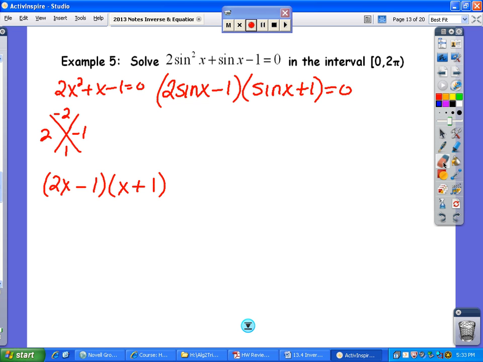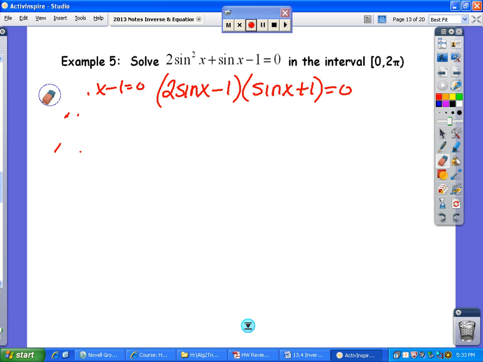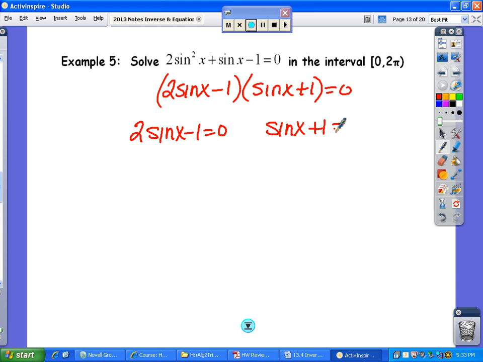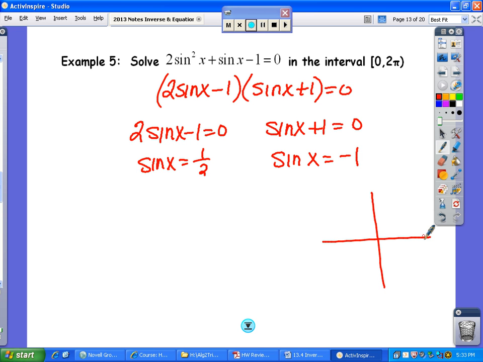All right, so zero product property. I'm going to set 2 sine x minus 1 equal to 0, and I'm going to set sine x plus 1 equal to 0. All right, solve for sine. So I got sine x is equal to 1/2, and sine x is equal to negative 1. Notice I'm working on the whole circle here, from 0 to 2 pi.